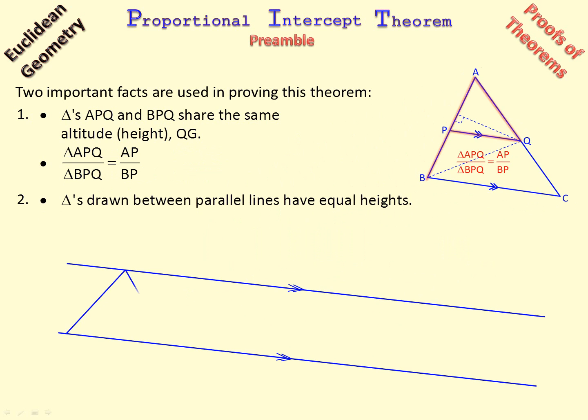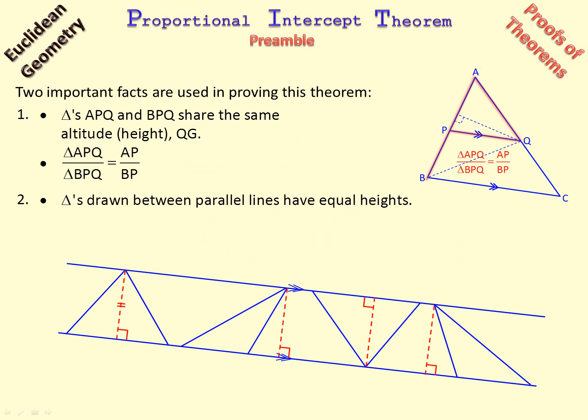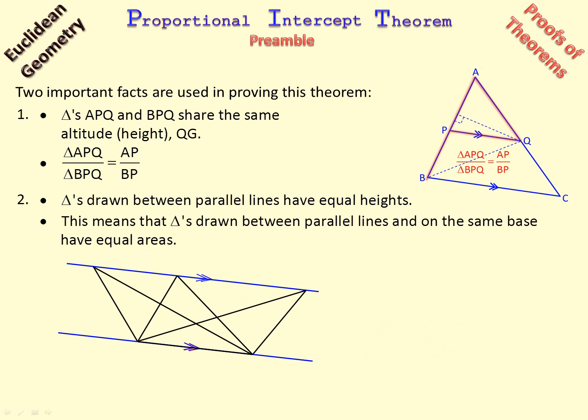Our second fact: if we draw any triangles between parallel lines, then they will have equal heights. That's fairly obvious because any perpendiculars drawn between two parallel lines must be equal in length. We won't go into the geometric proof of that, but it's pretty obvious. So let's now draw three triangles. There's a triangle here, there's a triangle here, and there's a triangle here. Now they're on the same base. So the area is equal to half base times height.